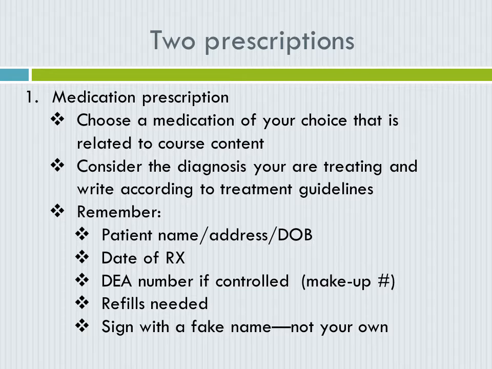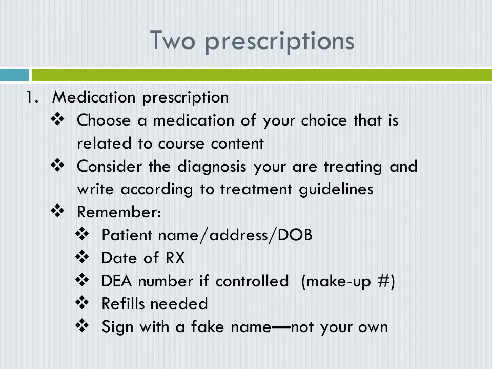When you are writing your prescriptions, I want you to consider the diagnosis that you're treating and write according to the treatment guidelines. Therefore, if you are writing for specifically maybe BPH, benign prostatic hyperplasia, you want to make sure to look at the guidelines for treatment for that and go ahead and write it accordingly. So you would write your prescription, for example, for Flomax 0.4 milligrams, because that's the dose it comes in. You would not randomly pick 0.8 milligrams or 4 milligrams or something like that. So you want to make sure you're writing the correct milligrams.